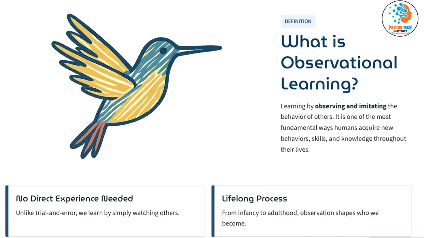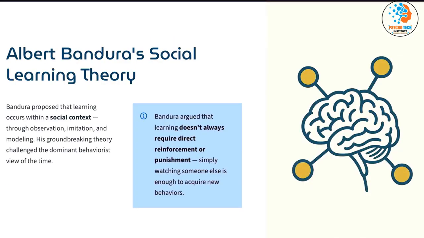Observational learning is defined as learning by observing and imitating the behaviors of others. It is a lifelong process that begins in early childhood and continues throughout life. From learning how to speak to understanding social behavior, much of what we know comes from observation.